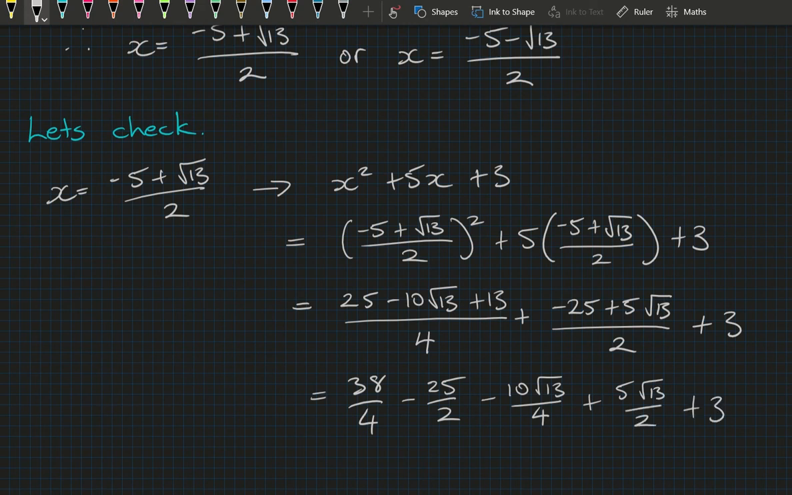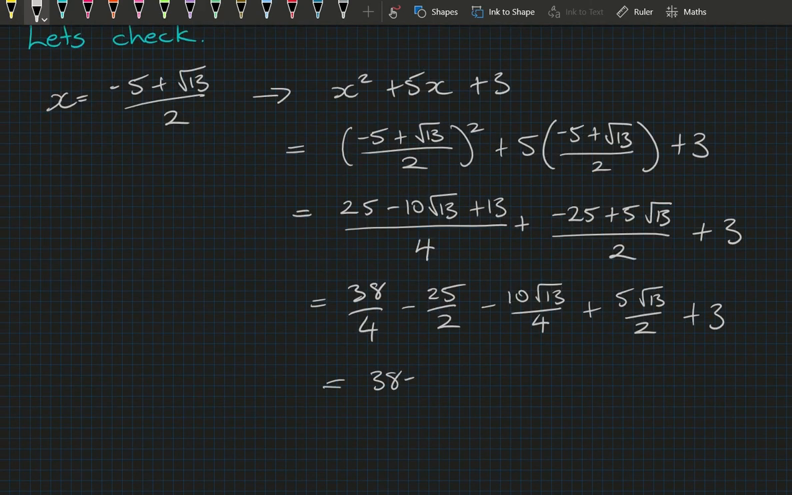Hopefully you can recognize that 10 on 4 is the same as 5 on 2. So our square root disappears and we're left with (38 minus 50) on 4 plus 3, because 25 on 2 is 50 on 4, right? So 38 minus 50 is minus 12. So we've got minus 12 on 4 plus 3, and minus 12 divided by 4 is minus 3. Plus 3 gives us 0. And there we go.